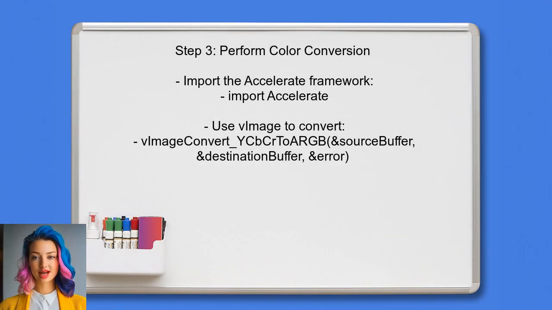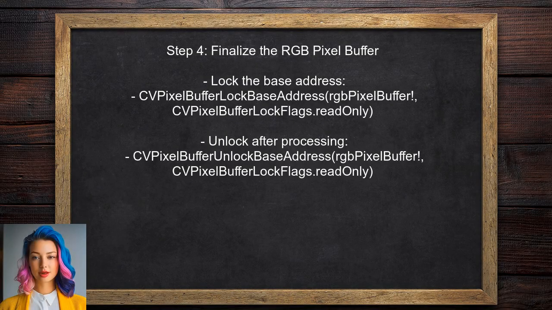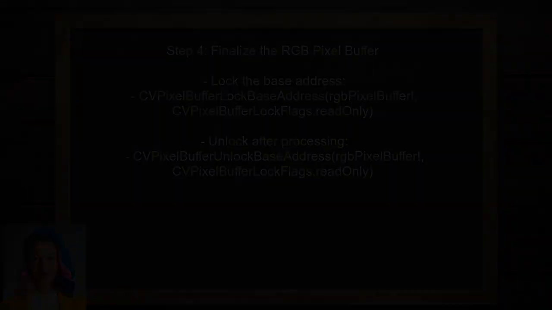Now, the user should perform the color conversion. This can be achieved using the vImage framework, which provides efficient functions for image processing. Finally, the user should ensure that the RGB pixel buffer is ready for use. This may involve locking the base address and performing any necessary cleanup.